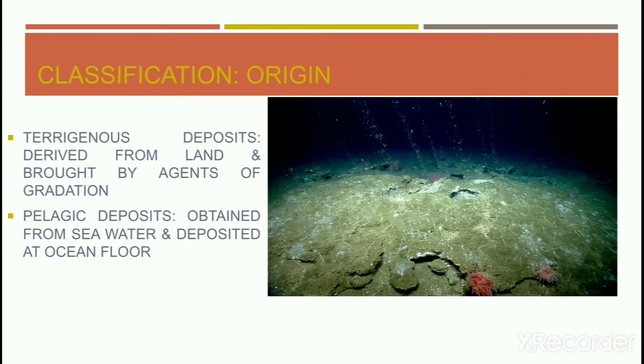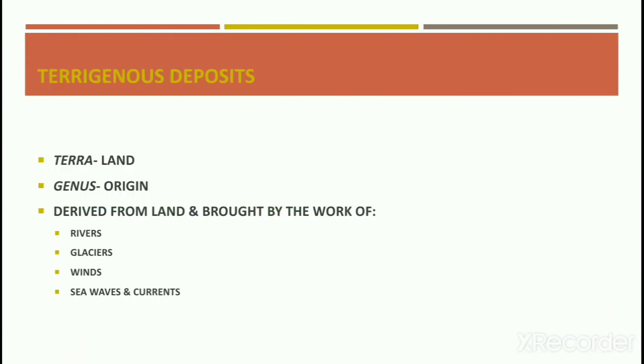Ocean deposits are classified on many bases, out of which the origin of deposits and the depth of the ocean are considered more important. Depending upon their origin, the ocean deposits are divided into two broad classes, the terrigenous deposits and the pelagic deposits. The word terrigenous has been derived from the Latin words terra and gene, which mean land and origin respectively.